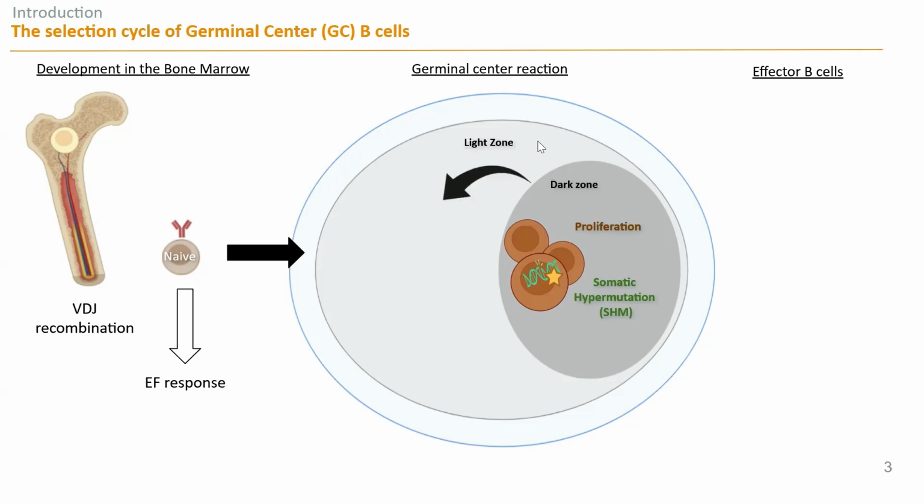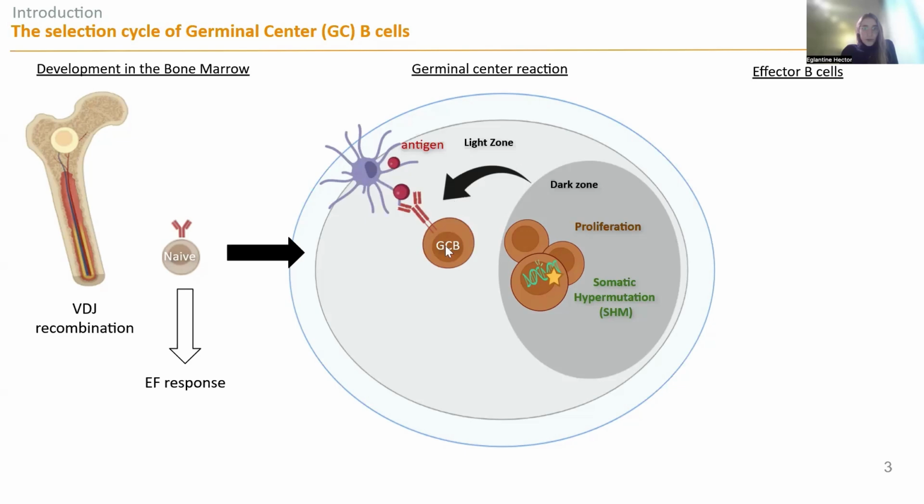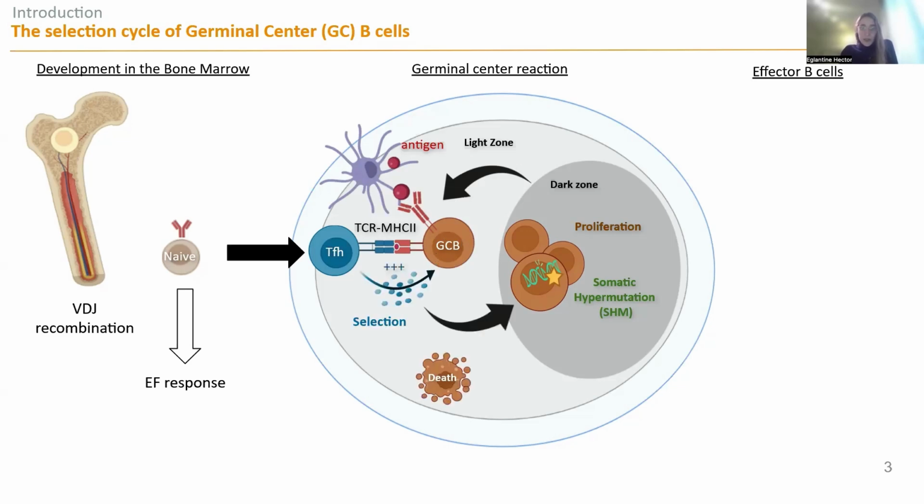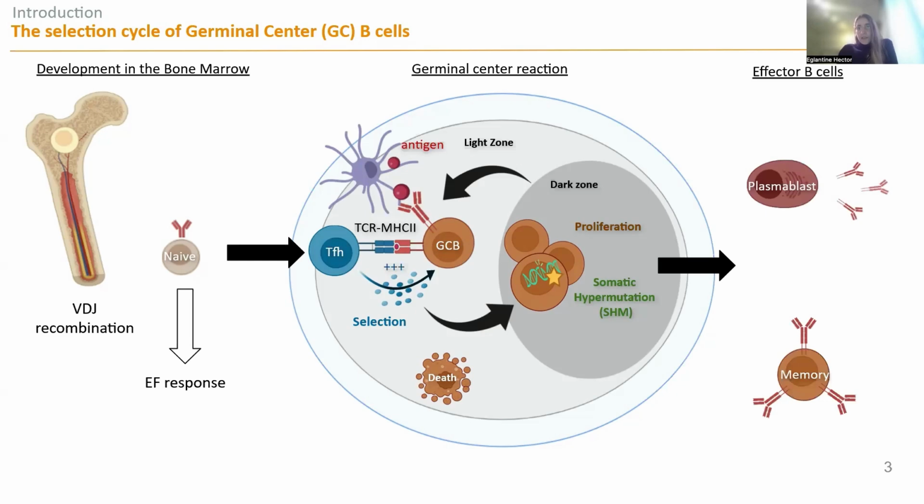And these binding properties are going to be tested in the light zone, where a follicular dendritic cell presents the antigen to the maturing B cell. They thereby gather several cues in the light zone, which will affect their fate. They can either undergo apoptosis or be positively selected and be licensed to go back into the dark zone. Alternatively, they can differentiate into effector B cells, so plasma cells or memory B cells, and be involved in future responses.